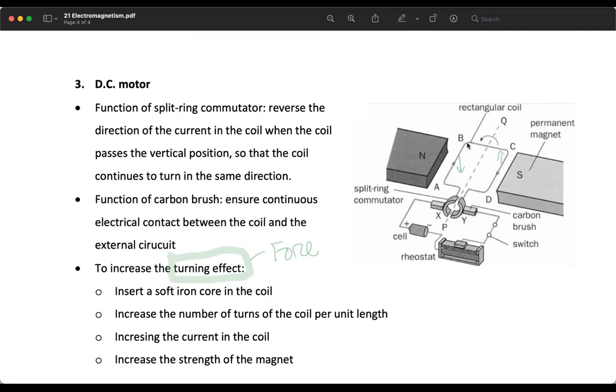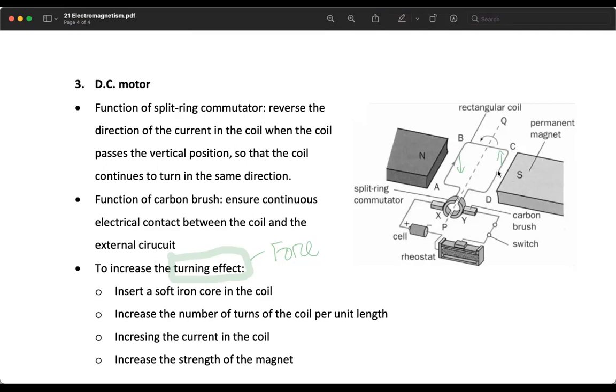Can you see down here, this is one coil. This is one coil. If we increase this to 10 coils, the turning effect will be stronger. This is only one round, so if we increase it to many coils, it will be stronger. Number two, inside this coil, we insert a soft iron core. How else can we increase the turning effect of the force? We increase the current. And lastly, we can increase the strength of the magnet.